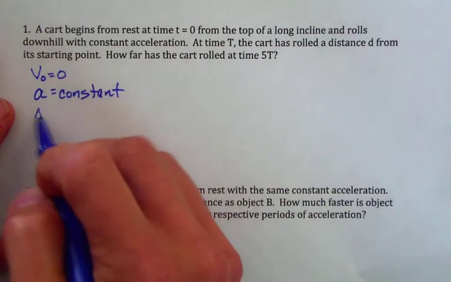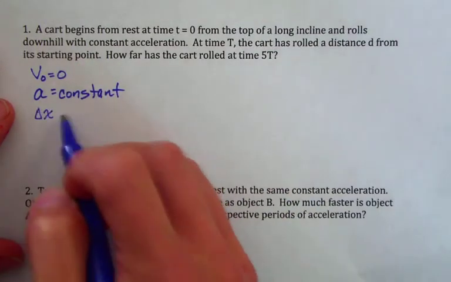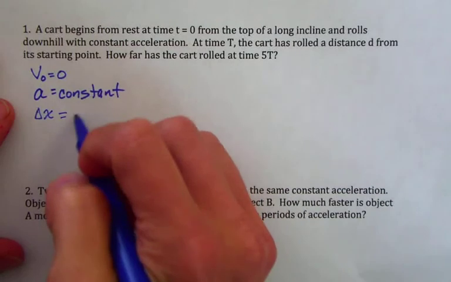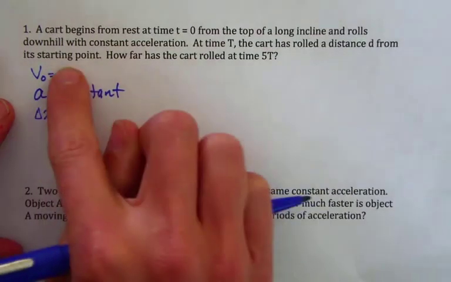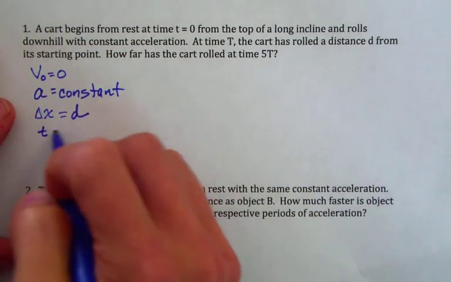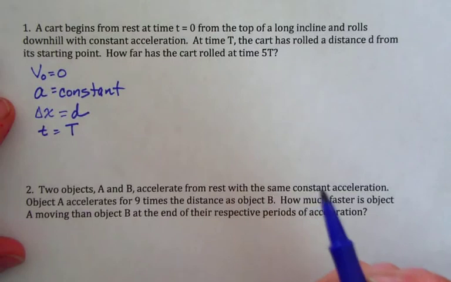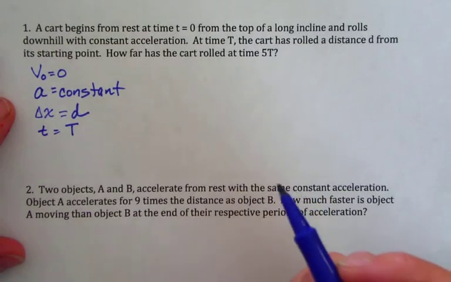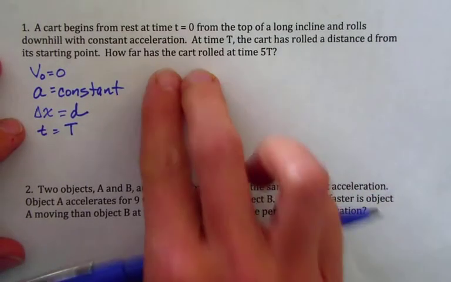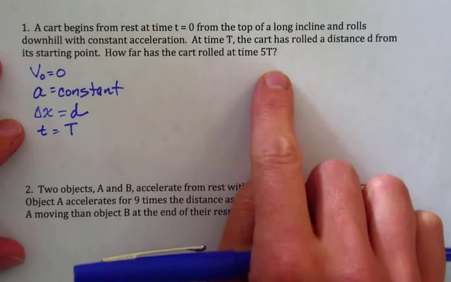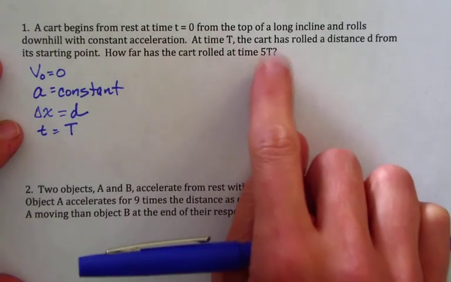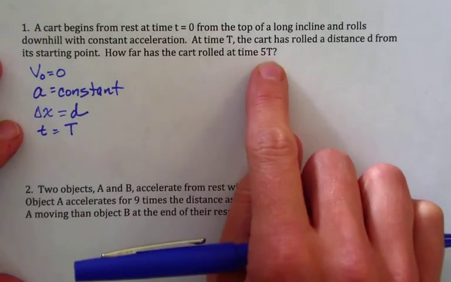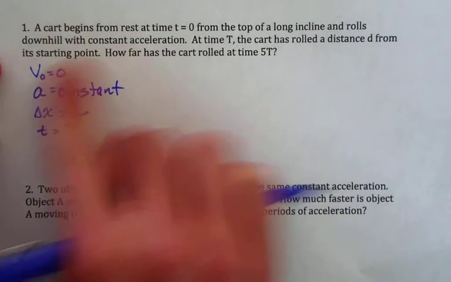So we know that we have some displacement, and that's equal to d because that's from its starting point. We know the time is capital T here. And then what it wants us to figure out is how far the cart rolled at a time that's 5 times greater, right? So this is the information we know.